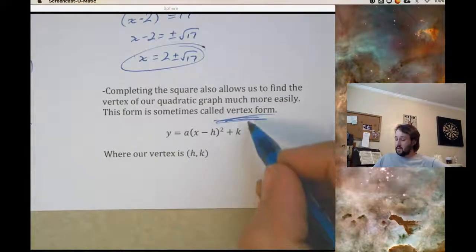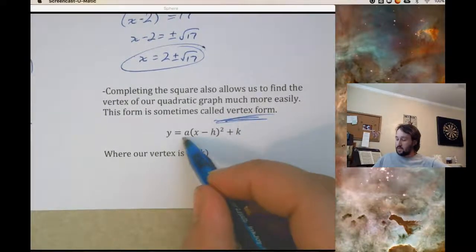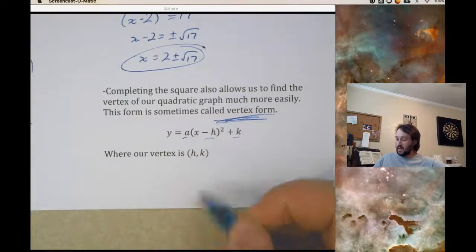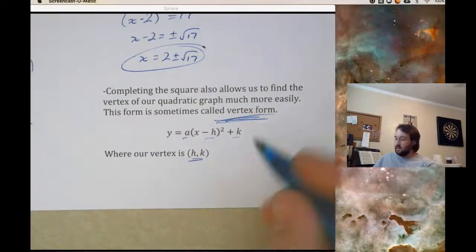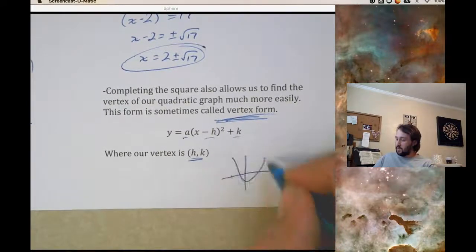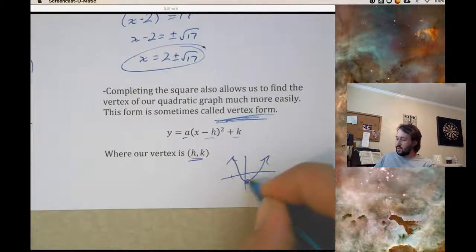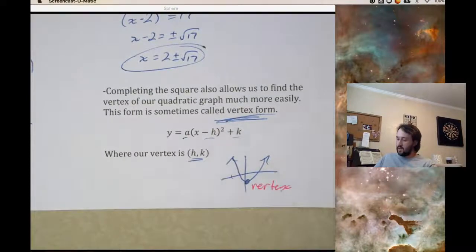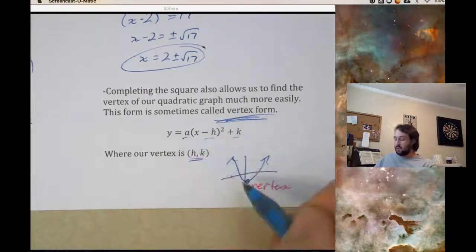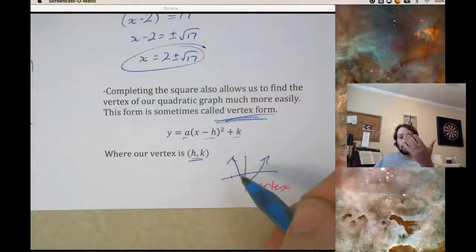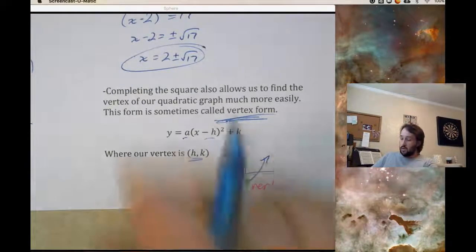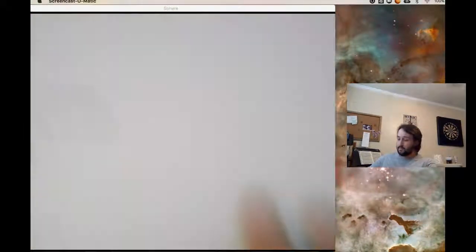So this is called vertex form, where a is just some number, and h, k is actually where our vertex is. The vertex of a parabola is just where the parabola is changing direction. So that is the vertex right there. Whether a is positive or negative will tell us whether the parabola is opening up or opening down. All right, let's see what we got back here.